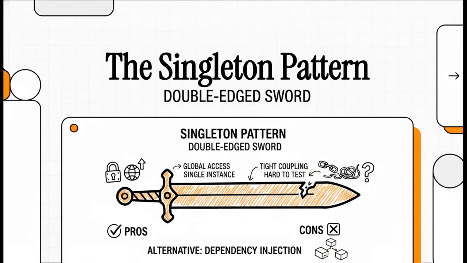All right, let's talk about one of the most famous and honestly most controversial patterns in all of software development, the singleton. It's a tool that promises incredible power and simplicity, but just like a double-edged sword, if you're not careful, it can cause some serious damage to your codebase. So, is it a legendary weapon you should have in your arsenal, or is it a dangerous relic we should leave in the past? Let's dive in and find out.